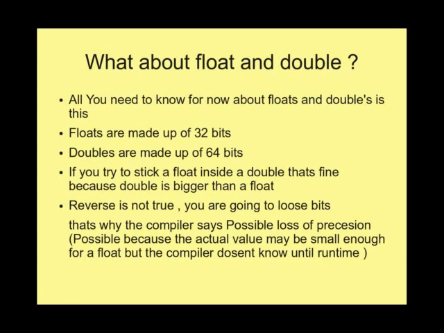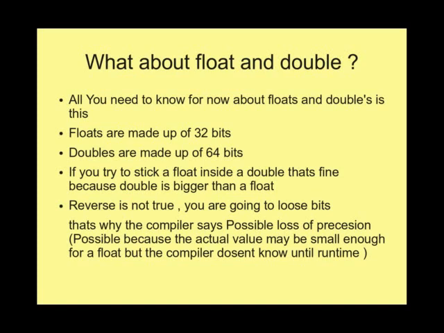So imagine a 64-bit container, right? And then you want to stick that into a 32-bit container. Obviously you have to lose something, right, to make it go in. That's why when you compile, the compiler will say possible loss of precision. So when you try to put a double value into a float value, the compiler will complain.